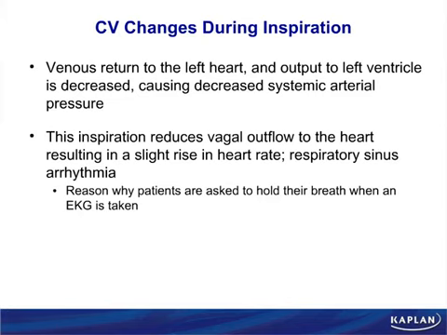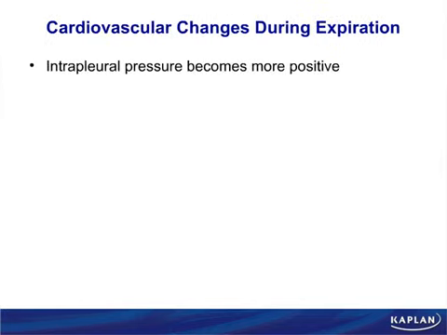So during inspiration, you get a little increase in heart rate. This is called a respiratory sinus arrhythmia, and that can change heart rate. And so sometimes people have very strong respiratory sinus arrhythmias. And so you want that to go away in order to get a good baseline heart rate on somebody who's undergoing an EKG.